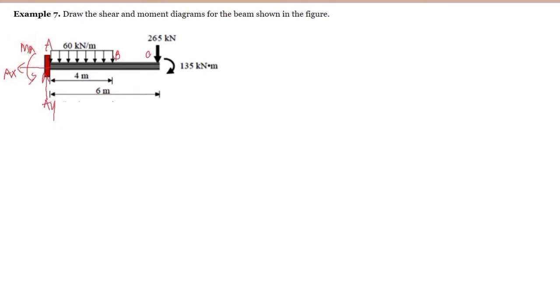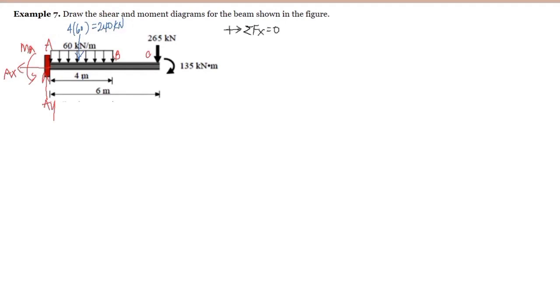For the resultant of this uniformly distributed load, it is just the area of the rectangle. We have the length of 4 and the magnitude of 60, so that's 4 times 60, and this is equal to 240 kilonewton. So let's solve for the reactions of the supports.